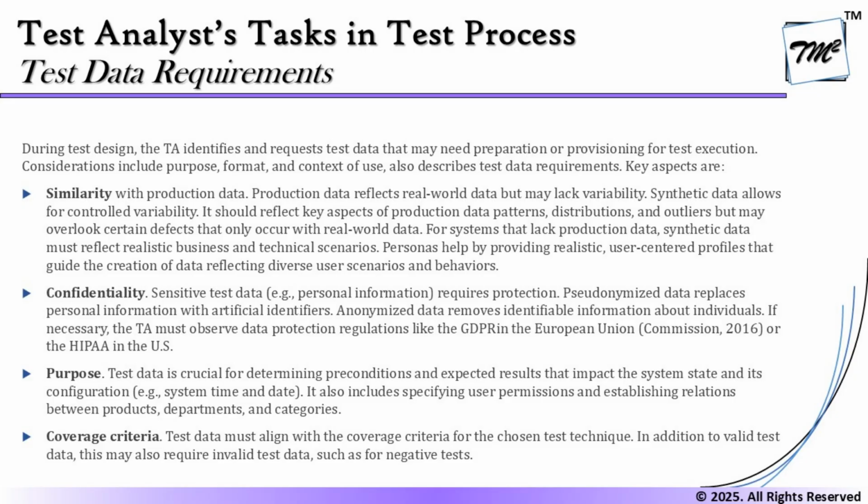And it should be relevant to that particular profile, that particular persona, that particular access. So it can depend on multiple factors like products, departments, and categories. Same way, the coverage criteria: the test data must align with the required coverage criteria for the chosen test technique. In addition to the valid test data, it may also require invalid test data, such as for the negative test. So in simple words, the data are representative of the different techniques being used.